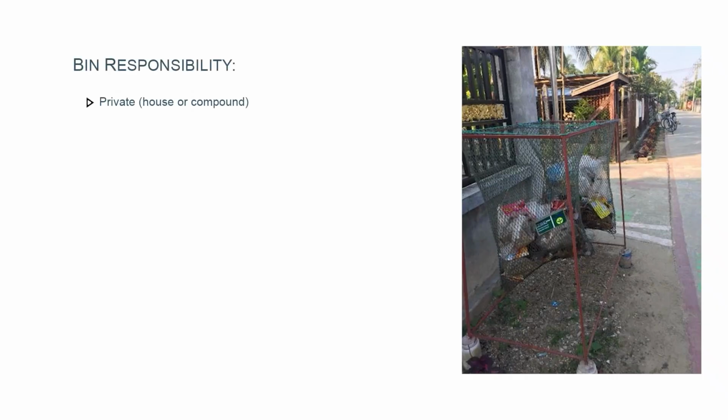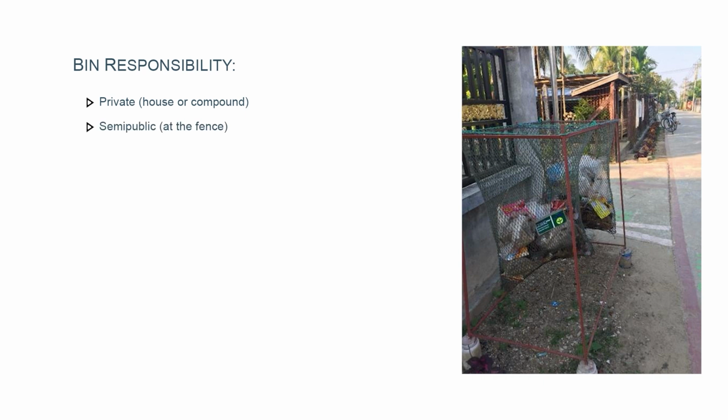So the first problem we have to solve is what we call bin responsibility. And we classify this into 3 different kinds of bins. The first one is what we call a private bin. This is a bin which is either inside the house or on the compound. The responsible person for this is the house owner. With these bins, as a public organization or the waste collector, you do not need to take care of them, and it is solely up to the house owner how they keep and maintain their bins.